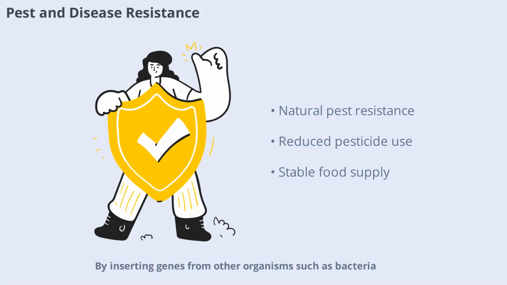Genetic engineering has enabled the development of plants that are resistant to pests and diseases. By inserting genes from other organisms such as bacteria, scientists can create crops that produce their own natural pesticides. This reduces the need for chemical pesticides, which can be harmful to the environment and human health. Disease-resistant plants are also less likely to suffer from crop losses, ensuring a more stable food supply.